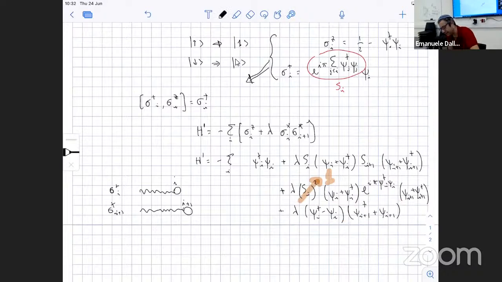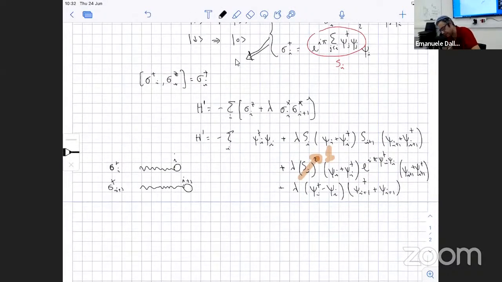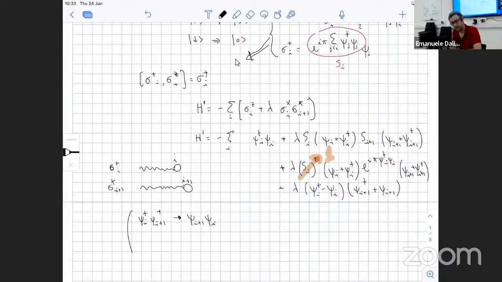Let's look at different terms. So I open a parenthesis here. Think of the term psi_i^dagger psi_{i+1}^dagger. What is the Hermitian conjugate of it? Let's take the Hermitian conjugate. It is psi_{i+1} psi_i, but this is actually equal to minus psi_i psi_{i+1}. So now you see why, when I combine these two terms, the Hermitian conjugate should have a minus sign.